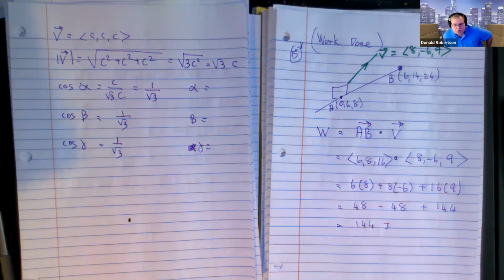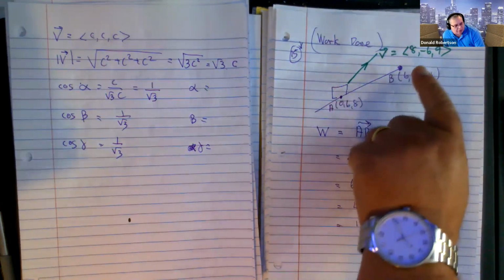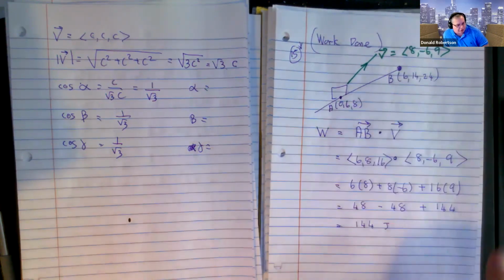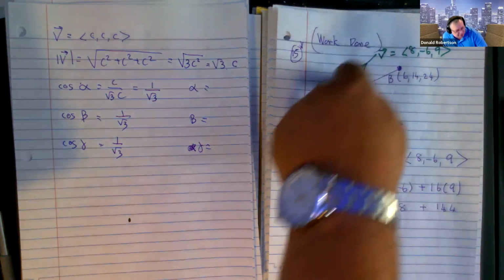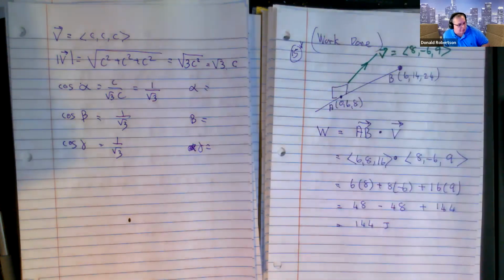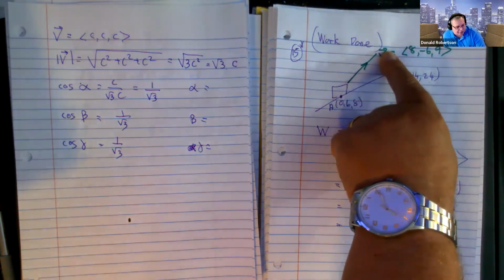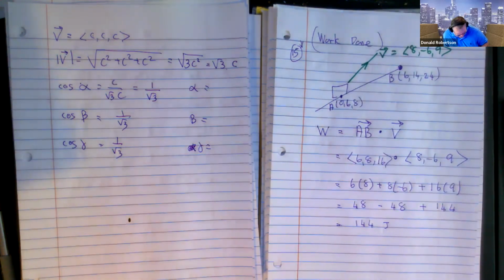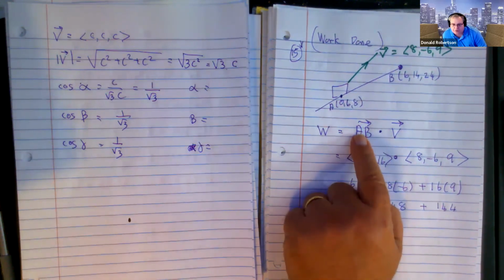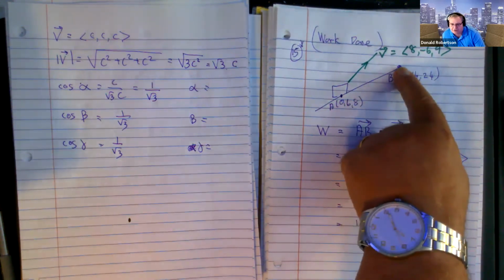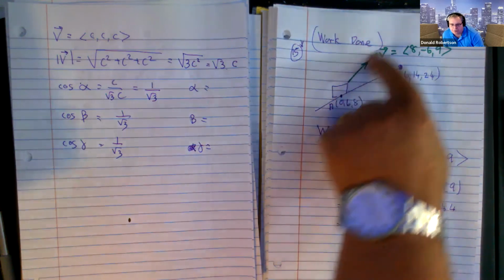So if you've got a box and you're pulling up a hill and you know where it starts and where it finishes, by coordinates, and you know the force vector, I'm calling it V, but maybe next time they'll call it F, whatever letter of the alphabet they decide. This is your force vector, the way you're pulling it up that hill. The work done is the dot product of the position start to finish, AB, with the force vector.